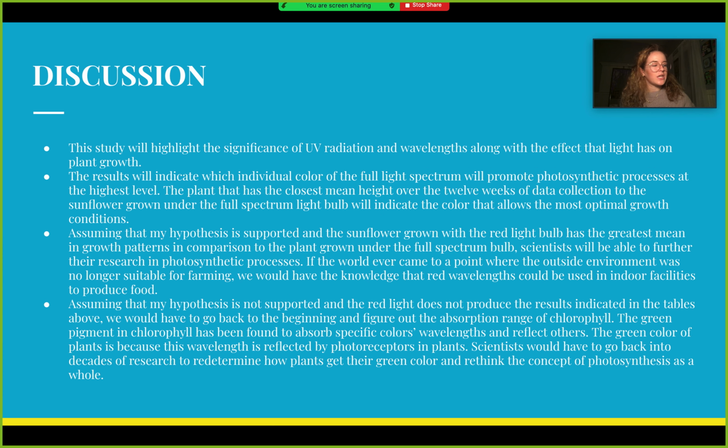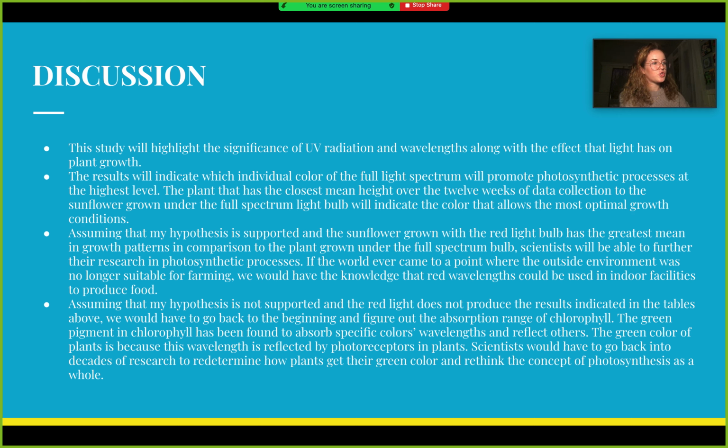So this is my discussion that I just kind of summarized, but basically, I'm going to read you a couple of notes that I wrote. This study will highlight the significance of UV radiation and wavelengths absorption in plants, as well as the effects of the full light spectrum on plant growth. The results will indicate which individual color of the full light spectrum will promote photosynthetic processes at the most efficient and highest level. The one that has the closest mean height to the full spectrum flower after the 12 weeks will be the one that was grown with the most efficient light source.